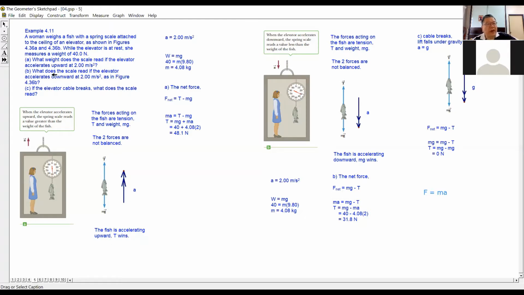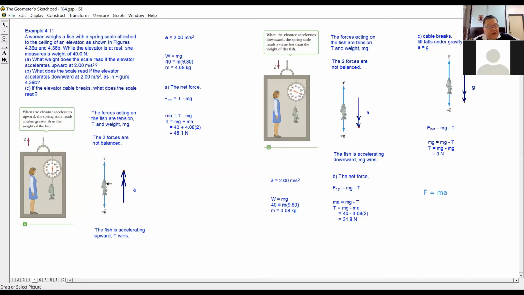Okay, right. Now the problem is with the fish. We are starting with the fish. Although they draw a woman here, then they draw a scale here. Now, the scale is just to measure the tension. What is actually happening is we look at the fish. So you copy the fish and we put it outside here.